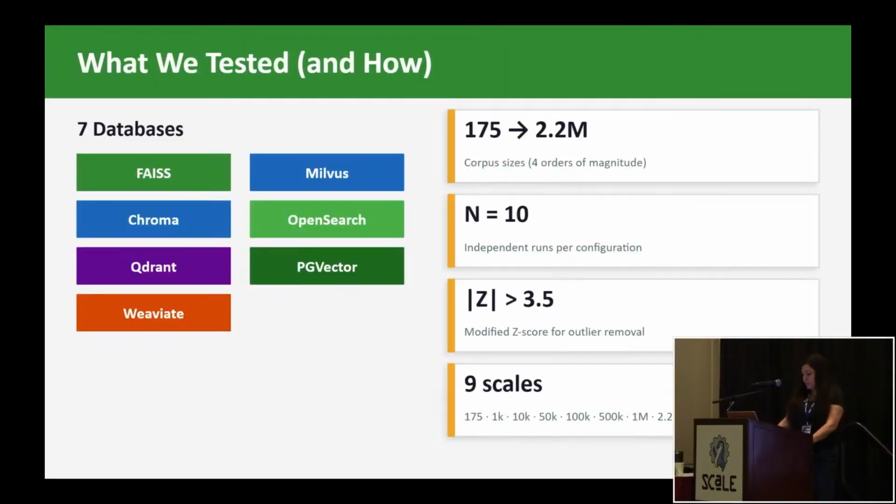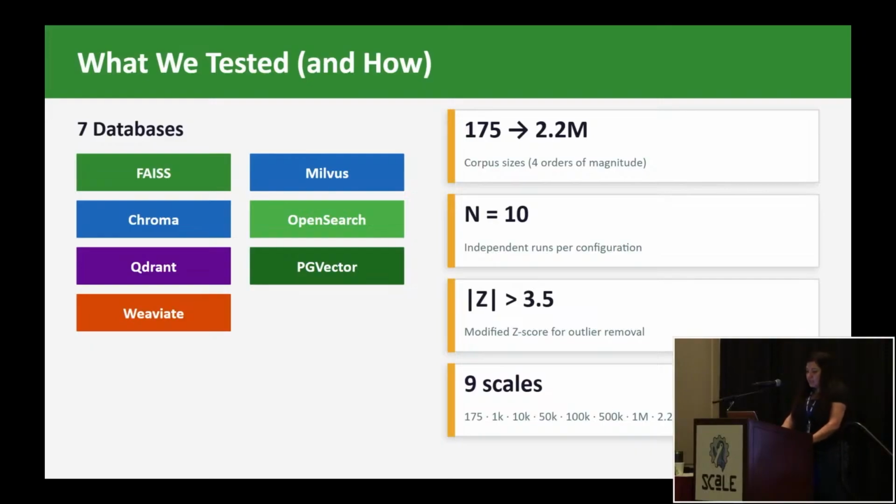So what did we do? We built 7 production vector databases: Chroma, FAISS, Milvus, OpenSearch, pgvector, Qdrant, and Weaviate, across 9 corpus sizes spanning 4 orders of magnitude, and crucially, n equals 10 fully independent runs per config. Fully independent means we completely reinitialized the database, tore it down, rebuilt it for every single run, because this is the only way to capture true run-to-run variability, including cold start effects.